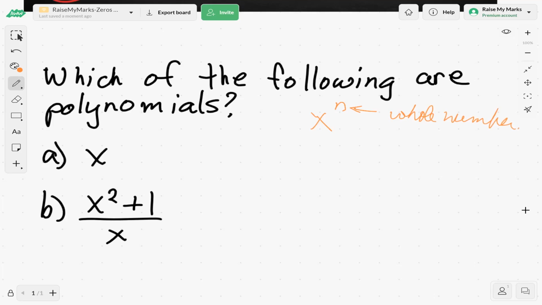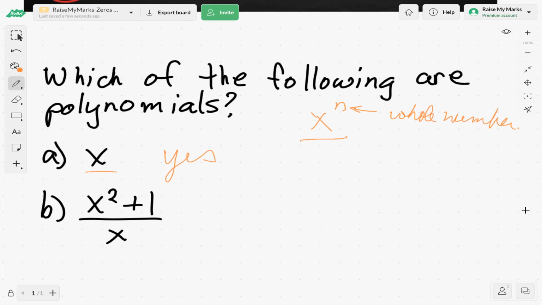So is x a polynomial? So is it some sort of combination of terms that look like x raised to a number? Yes. So yes, x is a polynomial. It's a very simple one. It's a monomial, but still a polynomial.